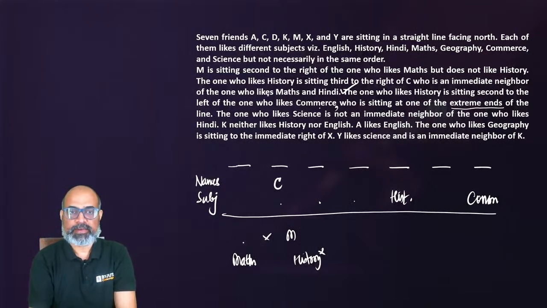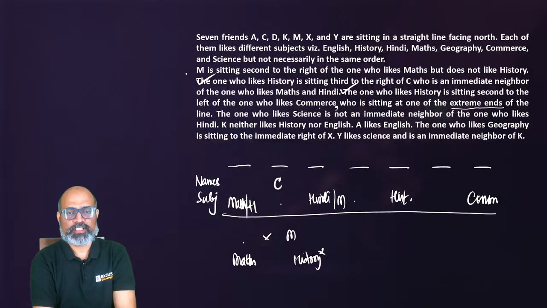And C is an immediate neighbor of the one who likes maths and Hindi. So which is maths, which is Hindi, we have no idea. So let's put maths over here and Hindi over here, or let's put Hindi over here and maths over here. Okay. So we're done with this.